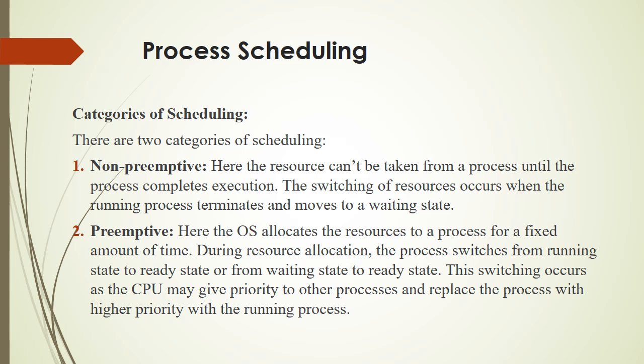This switching happens because the CPU may give other processes a priority and substitute the currently active process for the higher priority process. In simple words, we can say that non-preemptive scheduling means no interrupt occurs when a process is running. In preemptive scheduling, there is a possibility that an interrupt occurs when the process is in running state.